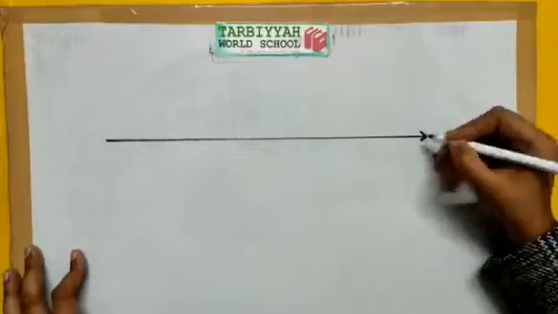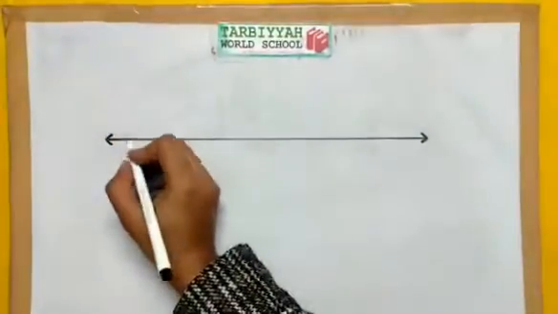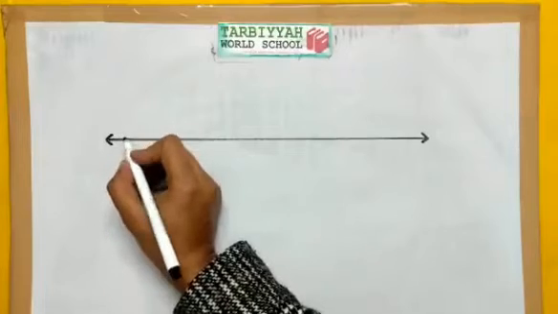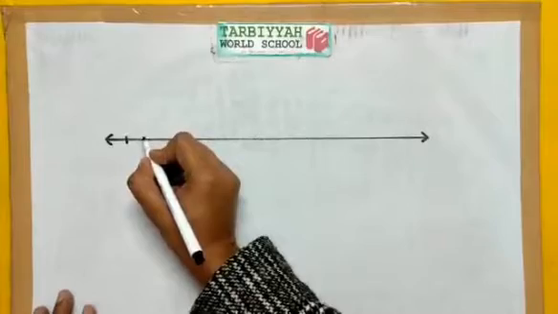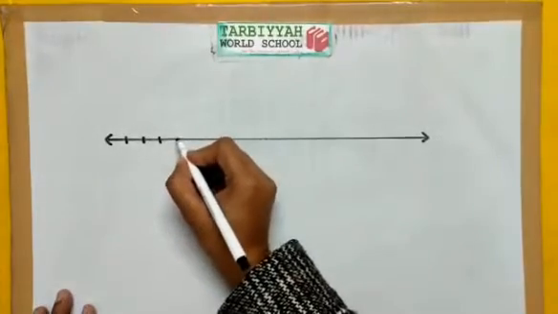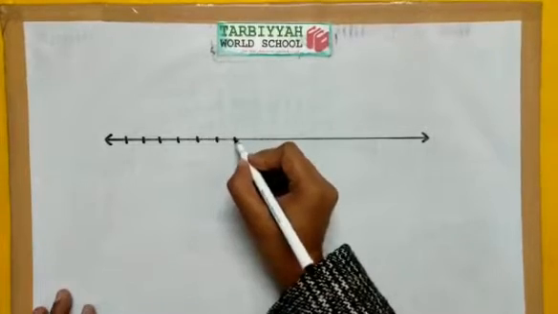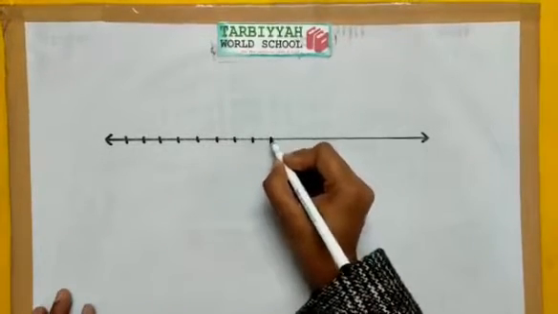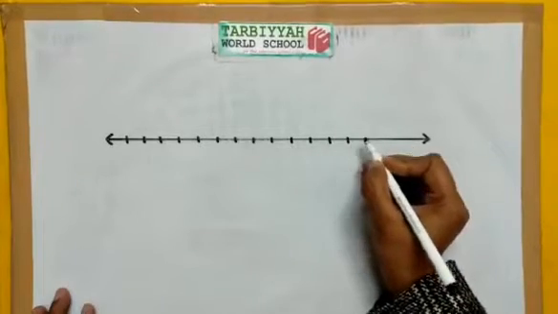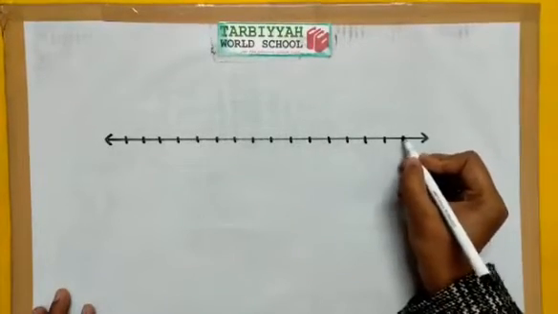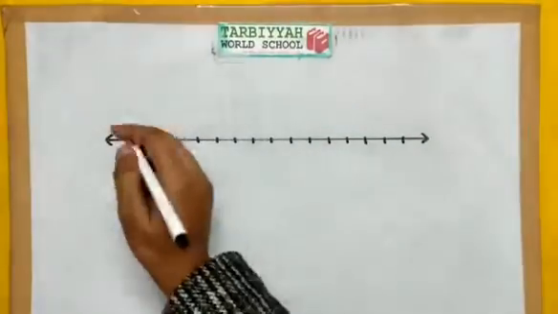Make two arrows. And make tick marks. And the space between these tick marks is equal. And these tick marks are known as unit gaps. Now write down the numbers.